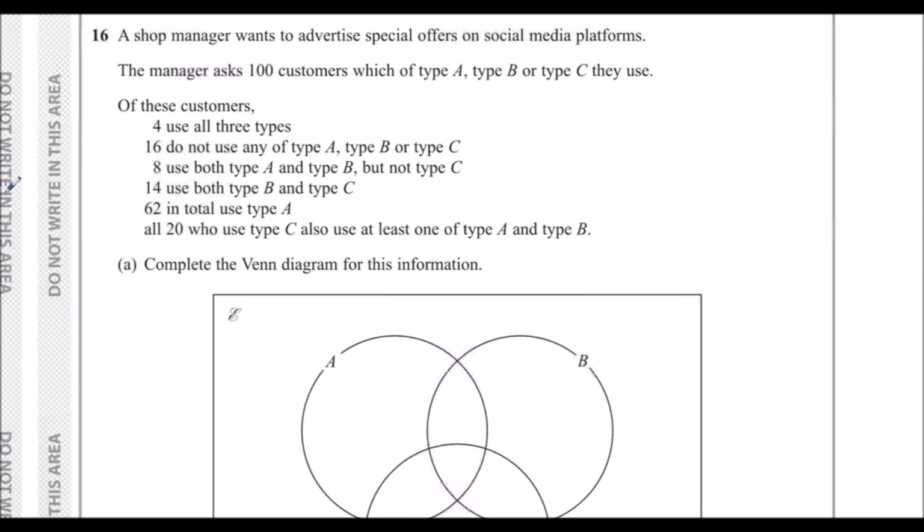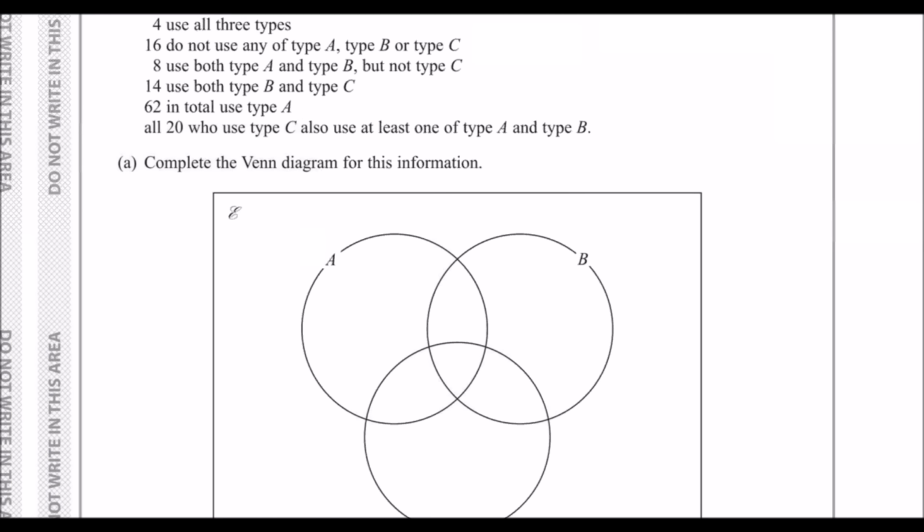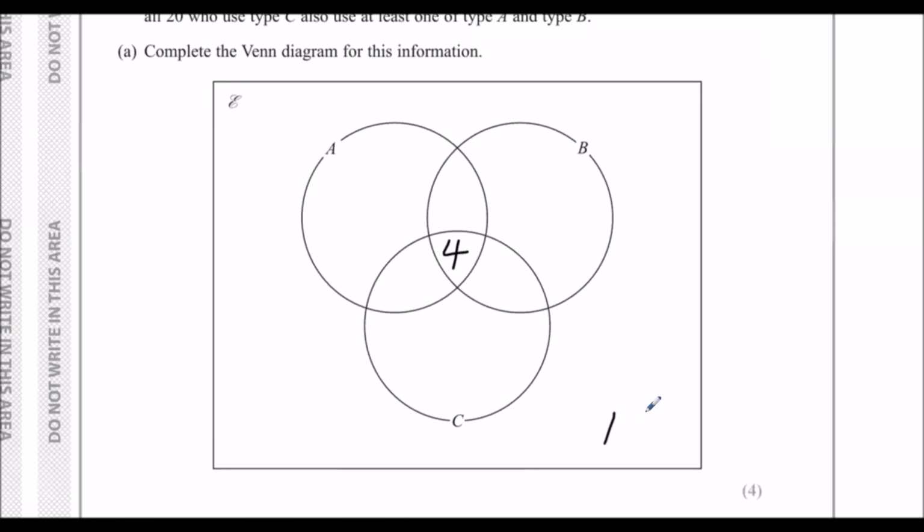Question 16. A shop manager wants to advertise special offers on social media platforms. The manager asks 100 customers which of type A, type B, or type C they use, and of the customers, 4 use all 3 types. So in our Venn diagram with A, B, and C, 4 is in the middle, in the A circle, the B circle, and the C circle. 16 do not use any, so they're not in any of the circles, they're on the outside.